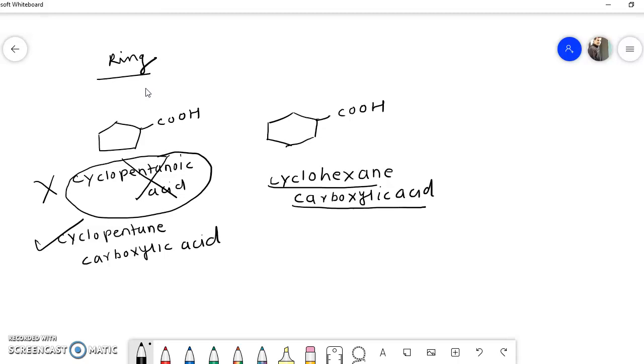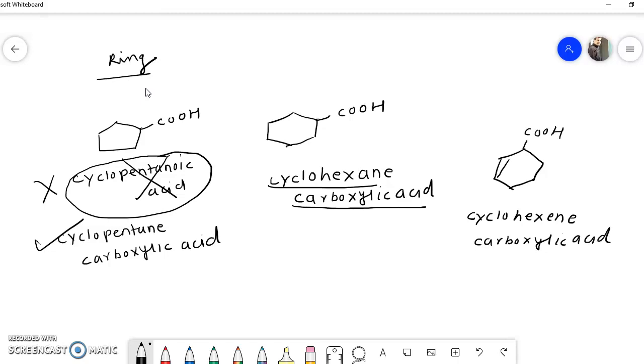Now sometimes what happens, there is a double bond in the ring. Say for example, take the same example, but just we'll take the double bond here, like this. Now what is the name of this compound? The name of this compound is, again, instead of cyclohexane we have to write down here now cyclohexene. Okay, and then again write the word carboxylic acid. So cyclohexene carboxylic acid.